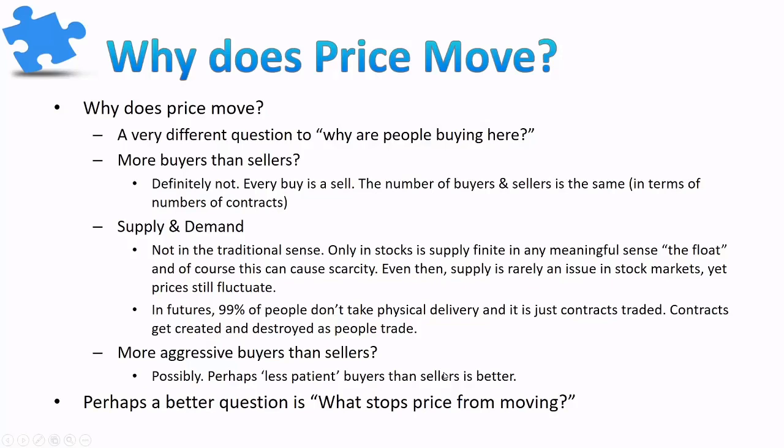Now, another answer would be more aggressive buyers and sellers, and that's probably close to the truth, but perhaps less patient buyers and sellers would be a better way to look at it. So perhaps a better question we should ask ourselves is, what stops price from moving? Why is it that the S&P 500 futures doesn't trade at 2100 one second, and then 1260 the next second, and then 500 the next second, and then 5000 the second after that? We know that doesn't happen. And the answer to that question, why does price move, or why doesn't price just jump everywhere, is also the key to reading order flow.